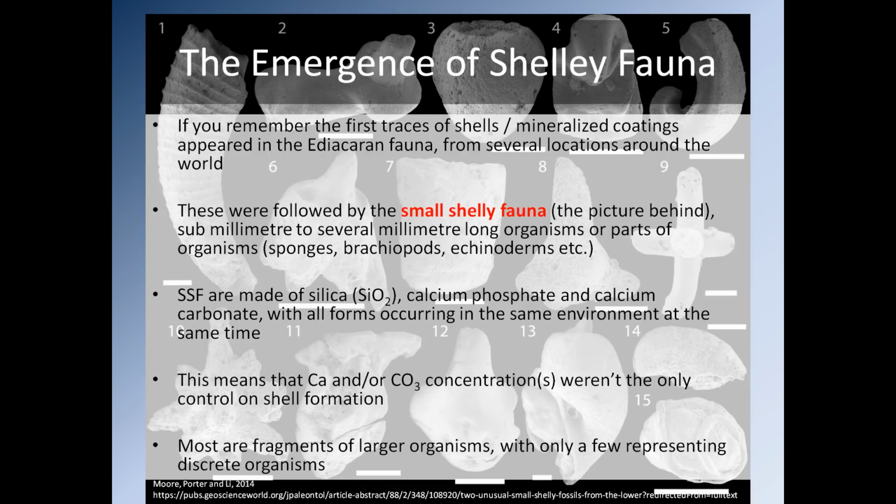Typically in a modern environment, there will often be something about the environment that will encourage the formation of a certain type of shell. Some environments would encourage the formation of a silica-rich shell. Some environments would encourage the formation of a calcium carbonate or a calcium phosphate shell. Now, the fact that we don't see this distinction in the early Cambrian suggests that the concentration of calcium or calcium carbonate dissolved in seawater was not the only controlling factor when it came to their evolution.